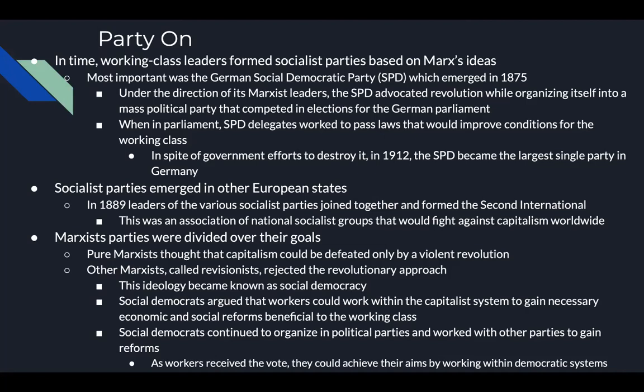Marxist parties were divided over their goals. Pure Marxists thought capitalism could be defeated only by violent revolution. Other Marxists, called revisionists, rejected the revolutionary approach. This ideology became known as social democracy. Social Democrats argued that workers could work within the capitalist system to gain necessary economic and social reforms beneficial to the working class. Social Democrats continued to organize political parties and worked with other parties to gain reforms. As workers received the vote, they could achieve their aims by working within democratic systems.